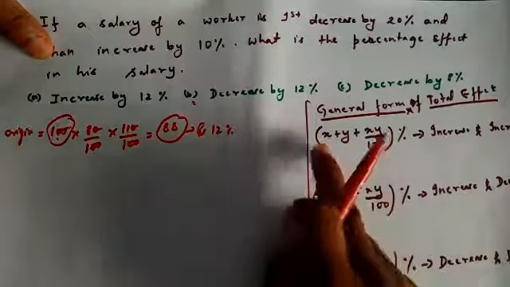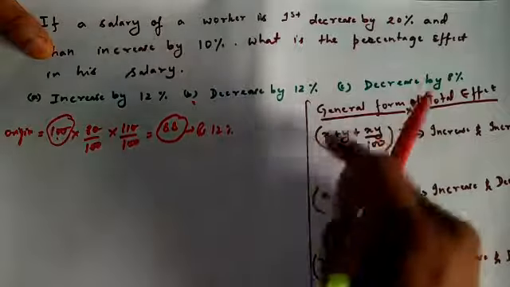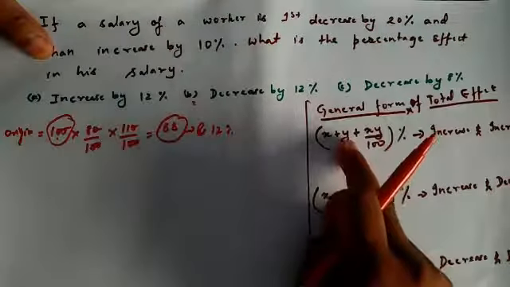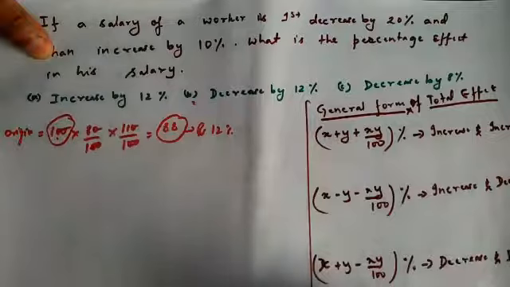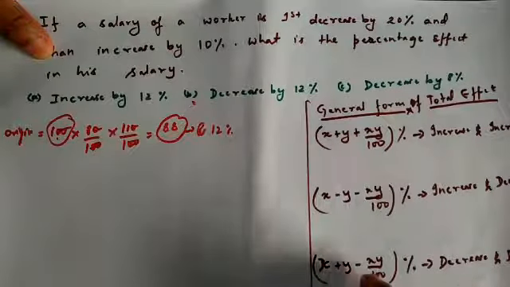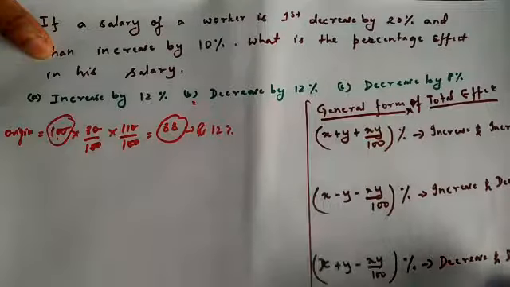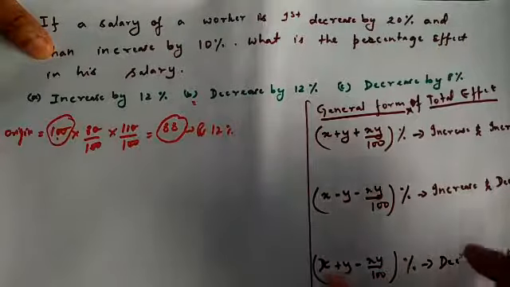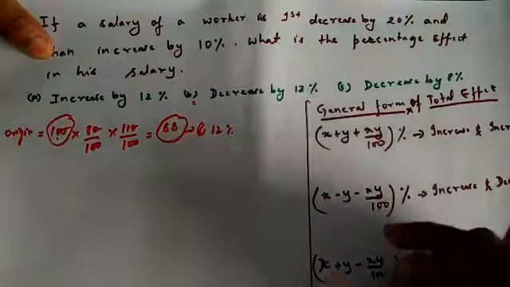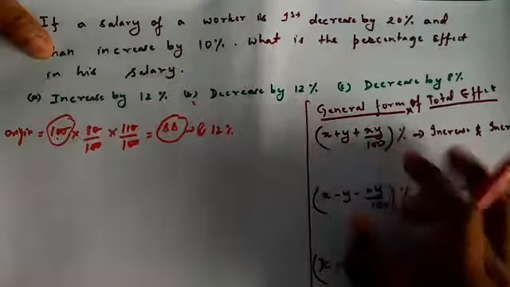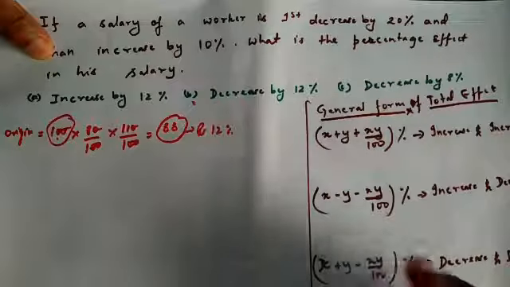X means the value given, like 20% is x, 10% is y. And if there is a decrease and a decrease, the formula is x plus y minus xy divided by 100. You have to remember this by heart, and people who know this general form can apply it directly. I can show you that also.